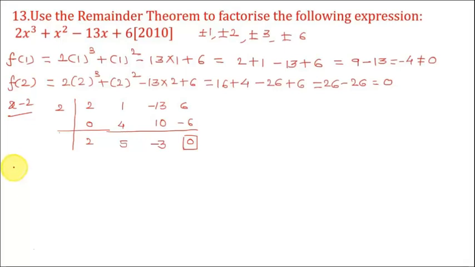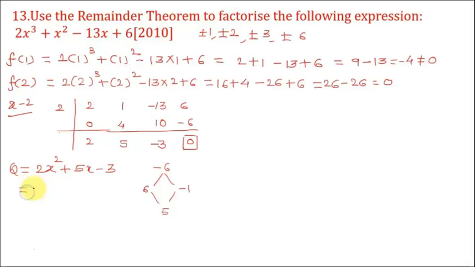Now the quotient, or the second factor. As the coefficients are 2, 5, minus 3, the degree is 2. Therefore 2x square plus 5x minus 3. Now factorize this again. The product of first and last term is minus 6. What are the two numbers whose sum is plus 5 and product is minus 6? That is 6 and minus 1.